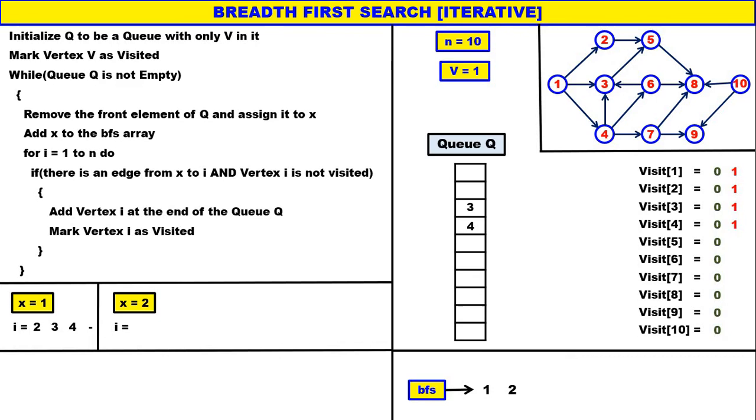2 to 5. But visit of 5, is it equal to 0? Yes. Therefore, 5 can be added at the end of the queue. Yes, 5 can be added at the end of the queue and visit of 5 becomes equal to 1. That's all for 2. Now, again come back.